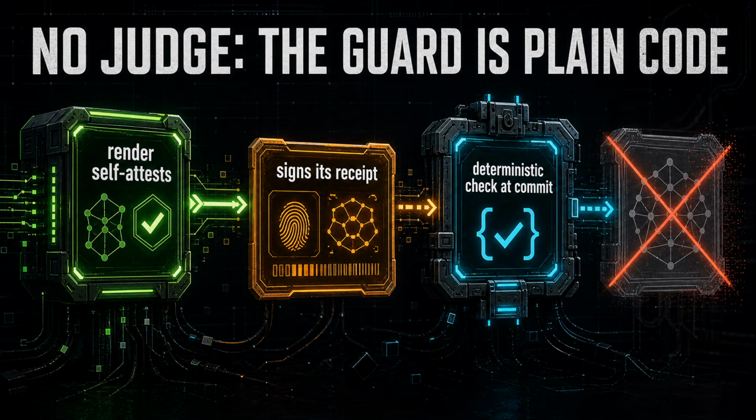Now, this next part genuinely surprised me when I read it, so let me be careful here. When a render finishes, what checks the work? So this is the part people get wrong. There is no judge, no second model grading the first. Wait, really? No critic model in the loop? Nope. The render self-attests its postconditions and signs its own receipt. And where a postcondition can be expressed deterministically, the harness verifies it in plain code at commit time. So the safety check is deterministic, not another stochastic model second-guessing the first.